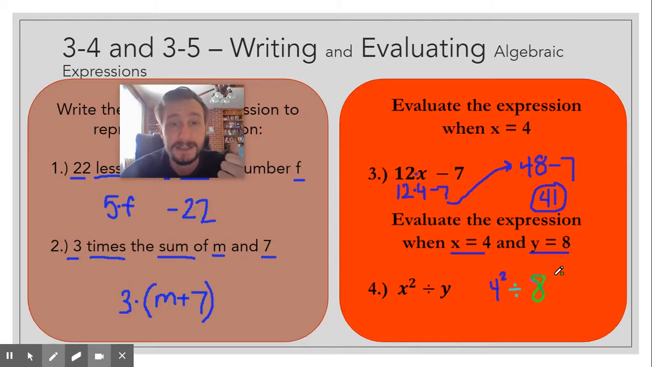Do we have any parentheses? Nope. Do we have any exponents? Yes. So 4 squared doesn't mean 4 times 2. It's 4 times 4, which is 16, divided by 8. Well, 16 divided by 8 is just 2. And there's your answer. 2. That's it. So for 3-5, all you have to do is take the number that I give you for the variable, plug it in, and just solve. Okay? That's 3-4 and 3-5. Let's hop to 3-6 now.